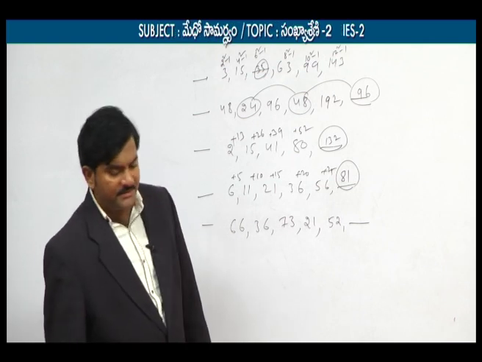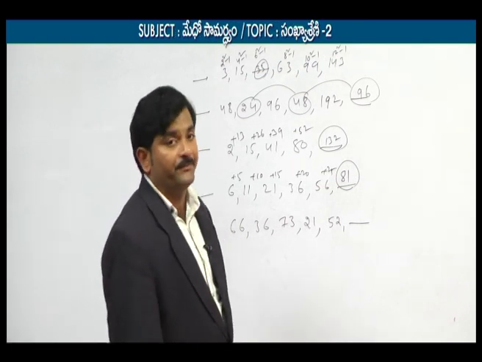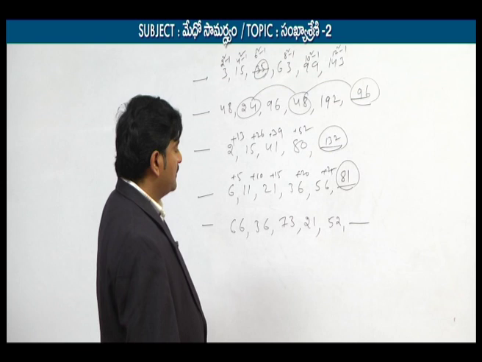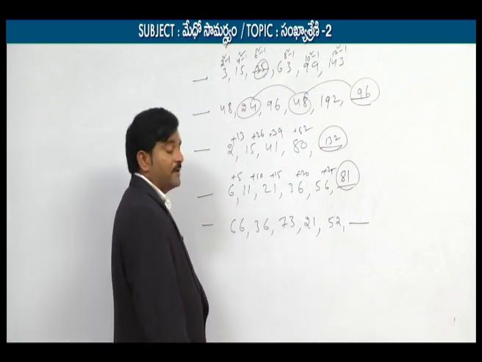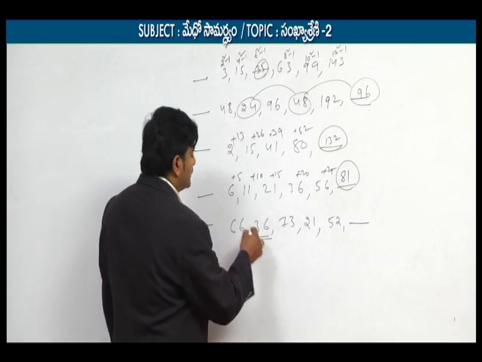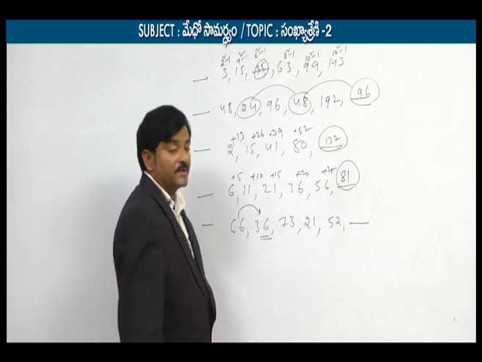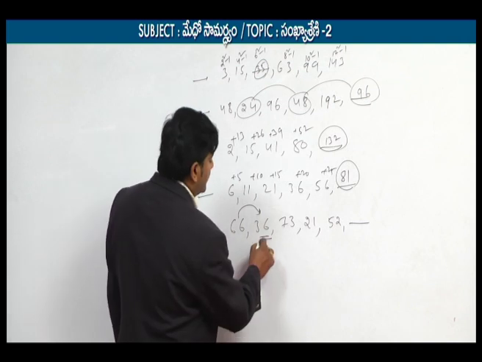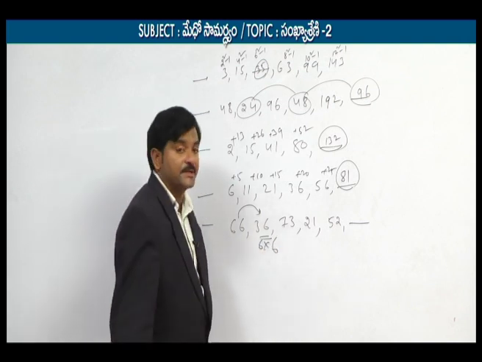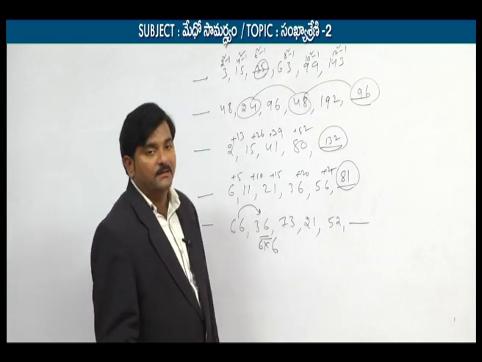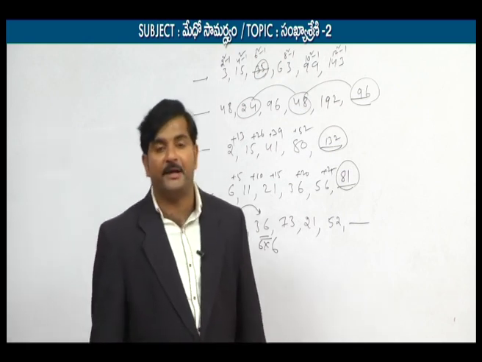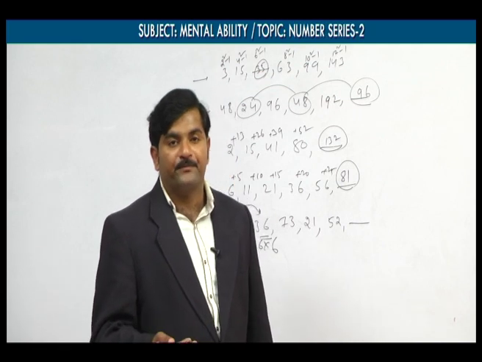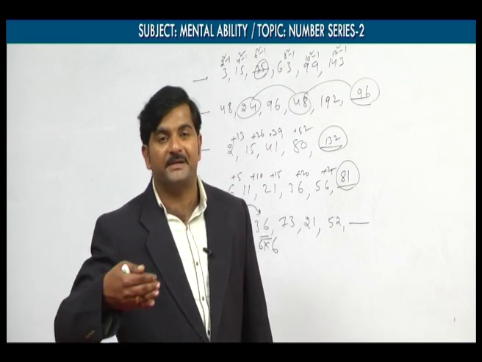Yes, in session 1 I think we have seen this kind of problem, but still once again we'll focus on this model. Observe here, observe every second number. 36 is there. How did 36 come from 66? Simply 6 into 6 to get every second number. In this series every second number is obtained by multiplying digits in its preceding number.